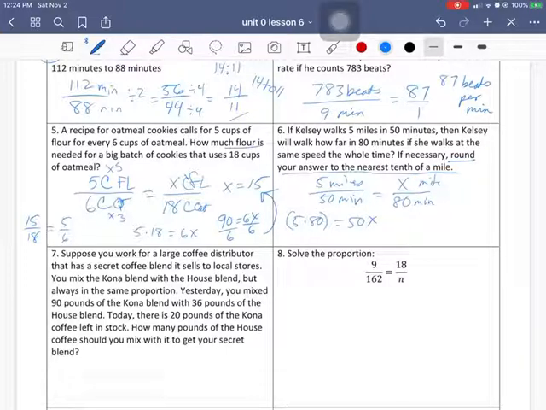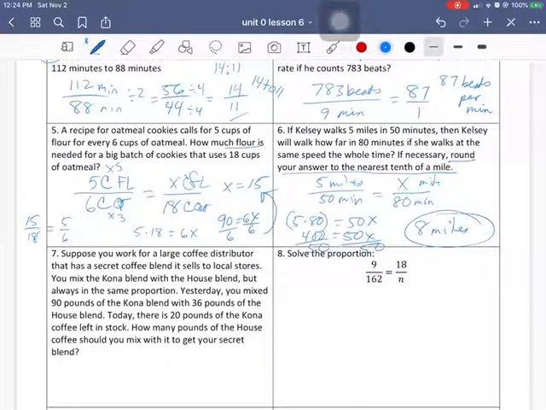5 times 80 is 400 equals 50x. Divide by 50 is 8. Well, it didn't turn out to be a decimal. 8 miles.